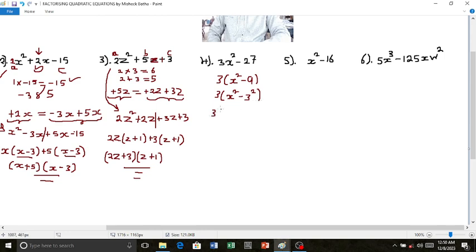So the difference of 2 squares can be written as x minus 3. So one bracket carrying a negative and the other one carrying a positive. So we have x plus 3. So this means 3, x minus 3 and x plus 3 are the factors of the quadratic expression of two terms which we have. That's 3x squared minus 27.